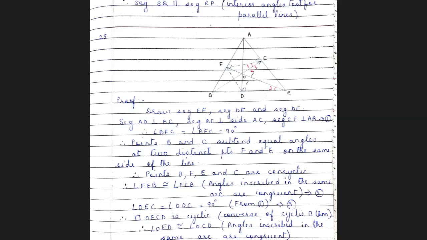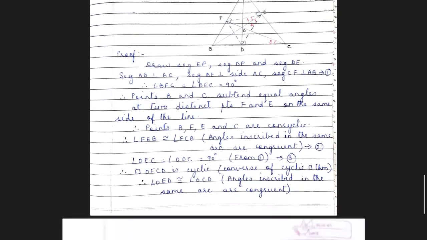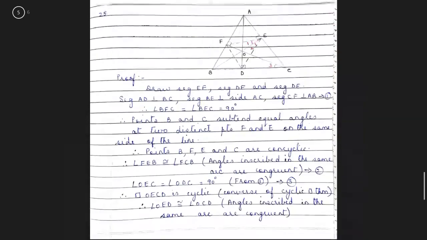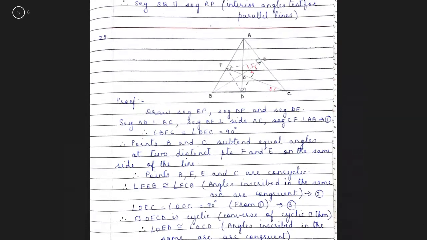So what have we got? We got two equations: angle 1 equal to angle 2, and angle 2 equal to angle 3. So since both angles 1 and 2 are congruent to angle 3, you have angle 1 congruent to angle 2, and therefore OE is the bisector of angle FED, correct? OE will be the angle bisector of angle FED. So it's that simple. Similarly, the other two angles can also be shown to be bisected, and hence we have proved that O is the incenter of the triangle.